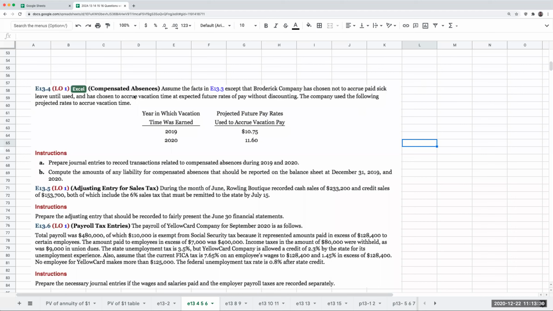Okay, so assume the same facts in exercise 13-3, except that Broderick Company has chosen not to accrue paid sick leave until used, and has chosen to accrue vacation time at expected future rates of pay without discounting. The company used the following projected rates to accrue for vacation time. So prepare journal entries to record transactions related to compensated absences during 2019 and 2020. And then compute the amounts of any liability for compensated absences that should be reported on the balance sheet as of December 2019 and 2020.